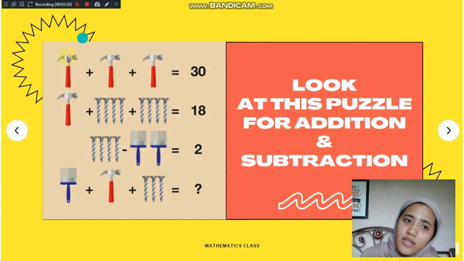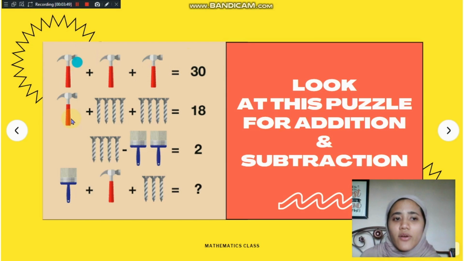Let's just say this is 1, this is 2, and this is 3. The total of hammer 1, hammer 2, and hammer 3 is 30. So how you do it is 10 plus 10 plus 10 is 30. So the value of each hammer is 10.